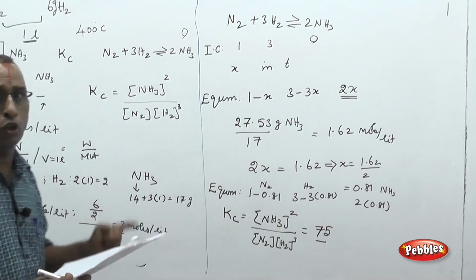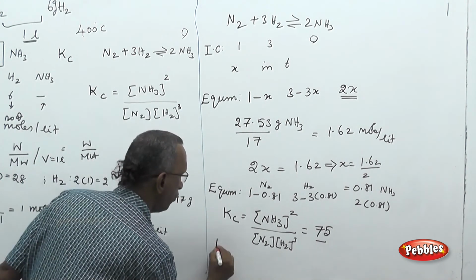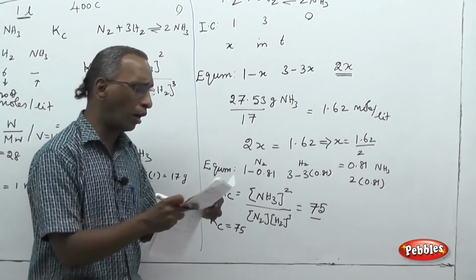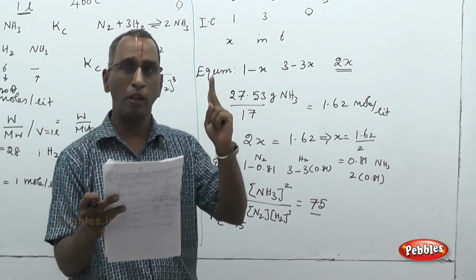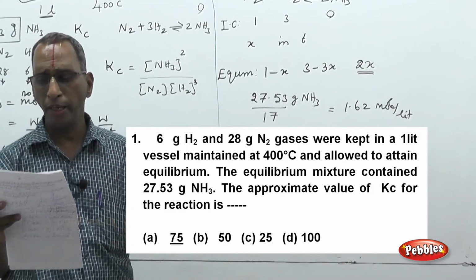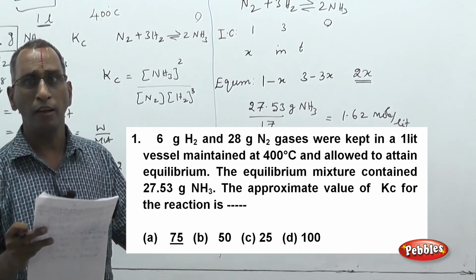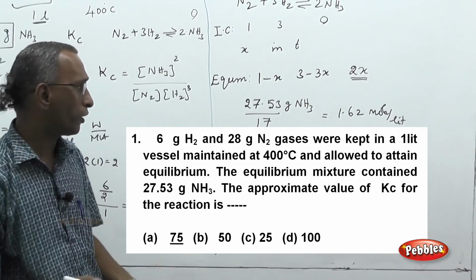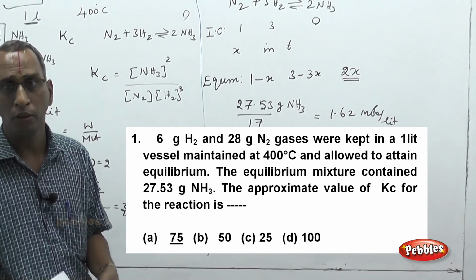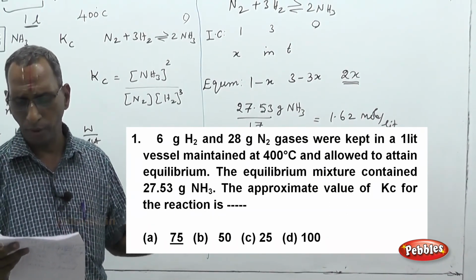There are different choices given in this sum. Now we have found the value of Kc. The question asked is the Kc value. There are 4 choices given for Kc value: 75, 50, 25 and 100. Out of these, 75 is the correct choice. 75 is given as the first choice in the question, so the first choice is the correct answer for this question.